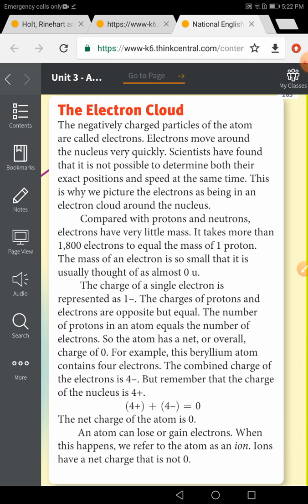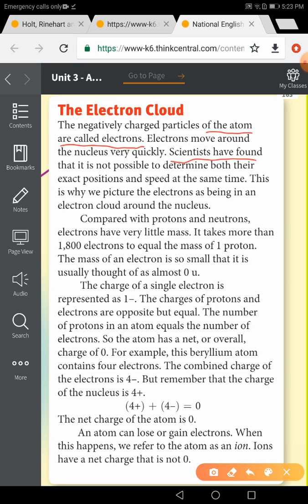The electron cloud: the negatively charged particles of the atom are called electrons. We know that electrons move around the nucleus very quickly, so fast. Scientists found that it's not possible to determine both their exact position and speed at the same time because they are rotating and revolving around the nucleus so fast, right? This is why we picture the electrons in an electron cloud around the nucleus.